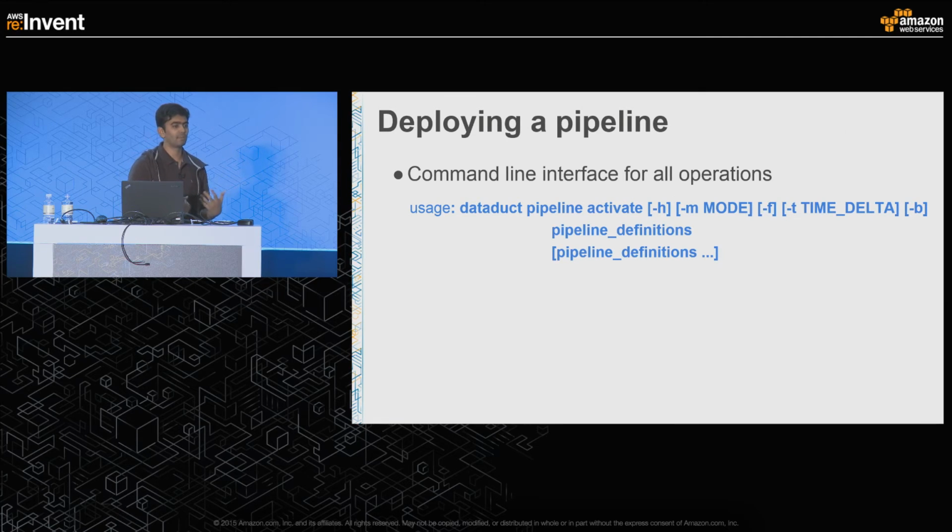And deploying this pipeline is very straightforward. All you have to run is Data Duct pipeline activate, and then give the path to the YAML file, and it'll automatically schedule that pipeline. There are other options like delaying the pipeline to start executing in the future, or going back in time and saying, I want to start this pipeline 10 days ago. All that is specified as a config parameter. So your developers have their dev config specified, and then they can just activate the pipeline using a command line interface.